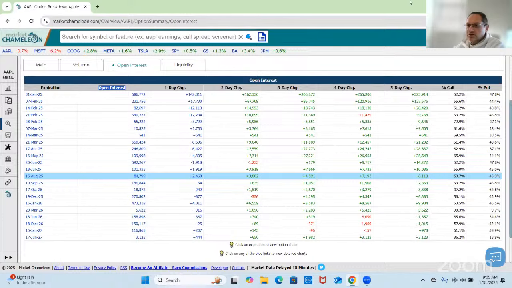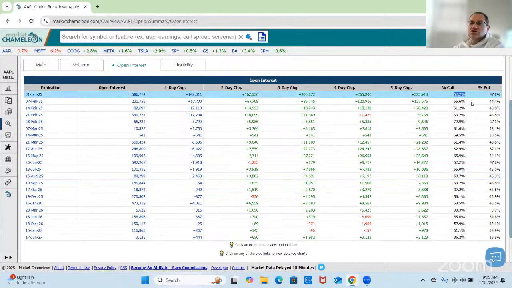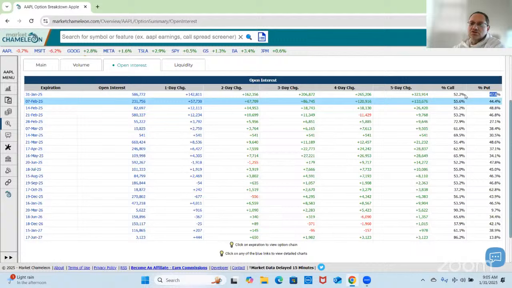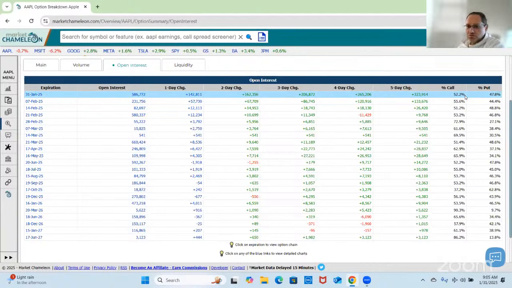We also have a breakdown here of the percentage of calls and puts for that expiration. That's the percentage of the open interest that is in call options, then the percentage in put options.